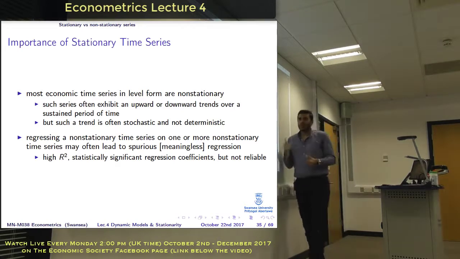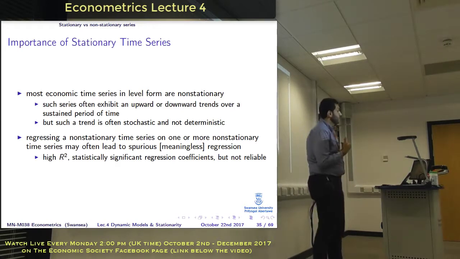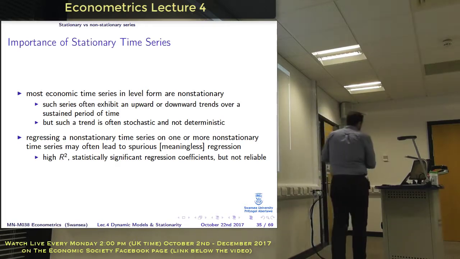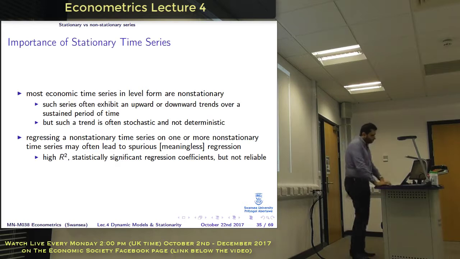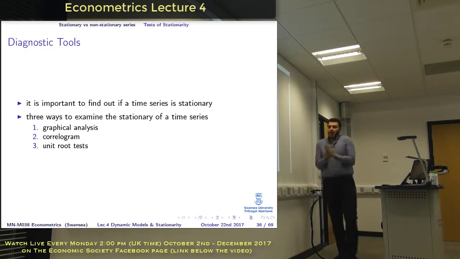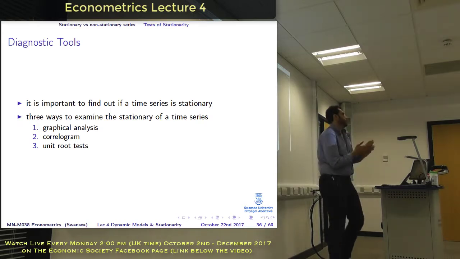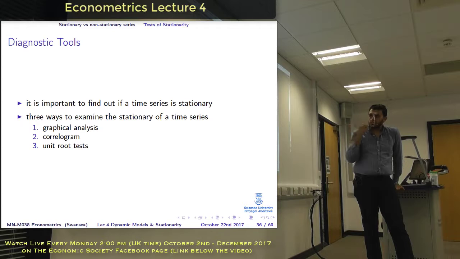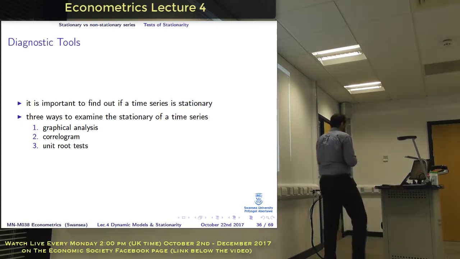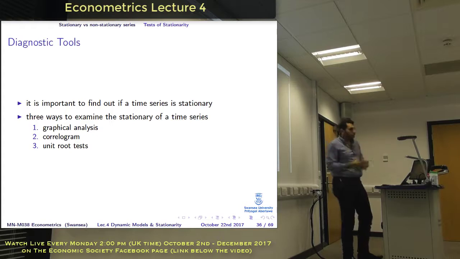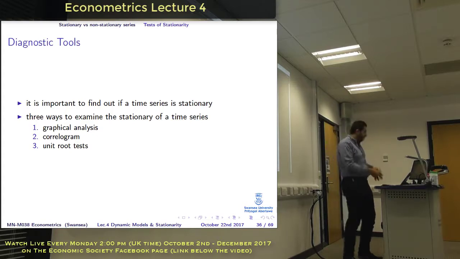And that's exactly what happens when we run a regression of non-stationary time series. So how would we know whether we have a stationary or non-stationary time series? There are different ways to do that. First of all, you need to graph your data. You need to plot a graph of your data and look at how it looks.